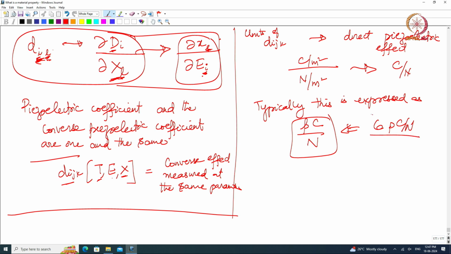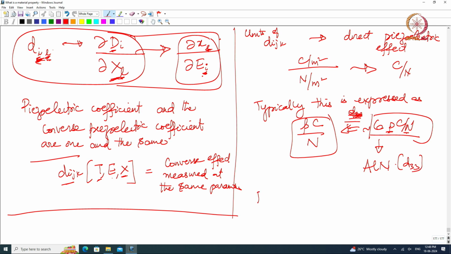These are the values of a material called aluminum nitride, so 6 picocoulomb per Newton. Pico is 10 power minus 12, so you generate 10 power minus 12 coulombs of charge by applying 1 Newton of force, in some sense. Actually, this is the D33 value, that is the tensor component for aluminum nitride. Let me write it here, D33.